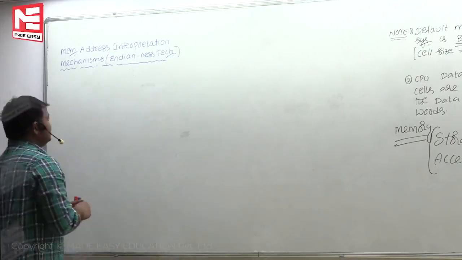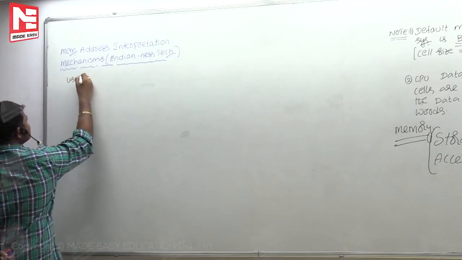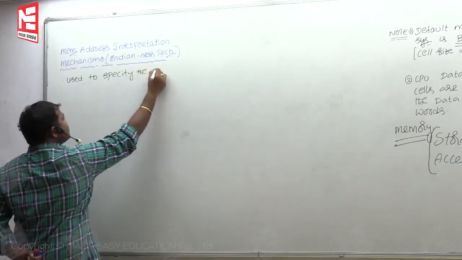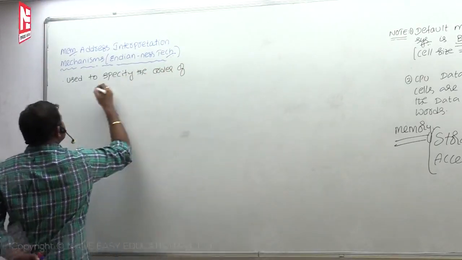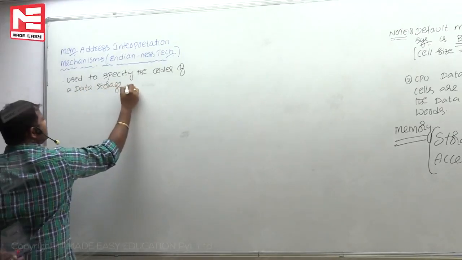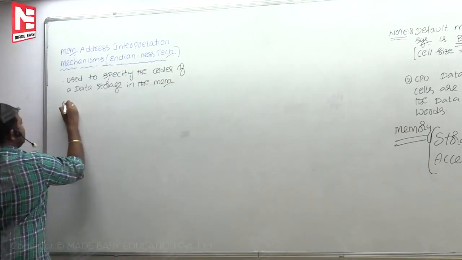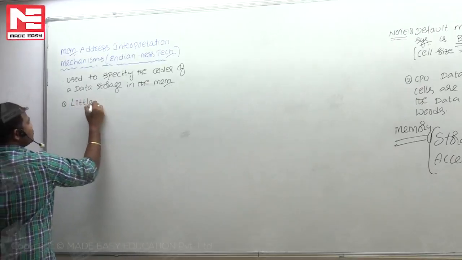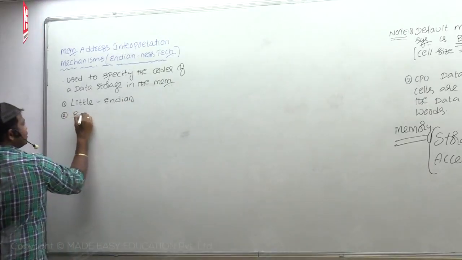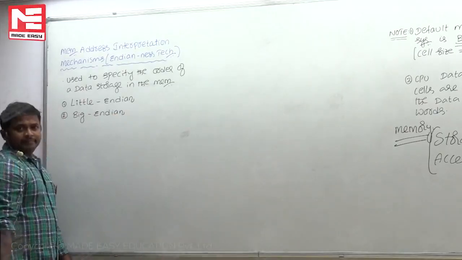Okay, now see this. Memory address interpretation mechanisms are used to specify the order of data storage in the memory. Okay, these are two types. First one, little endian. Second one, big endian. Two types. Little endian, big endian. Right?